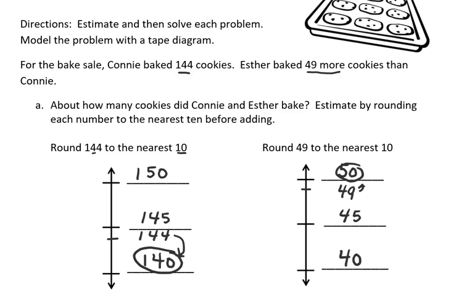So now we know that Connie baked around 140, and Esther baked about 50 more than the 140 that Connie baked. Well, 50 plus 140 would be 190. So that's the estimated amount for both Esther and Connie.